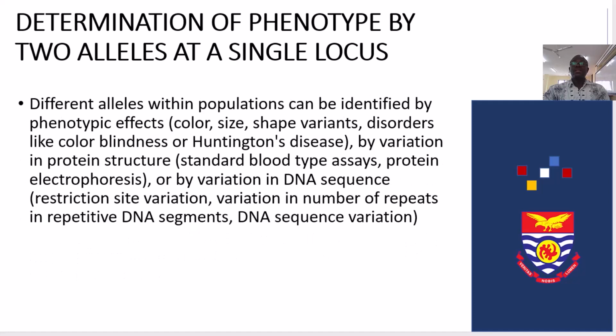Different alleles within populations can be identified by phenotypic effects, such as variance in color, size, and shape, or disorders like color blindness or Huntington's disease, by variation in protein structure, standard blood type assays, protein electrophoresis, or by variation in DNA sequence, restriction site variation, and variation in number of repeats in repetitive DNA segments.